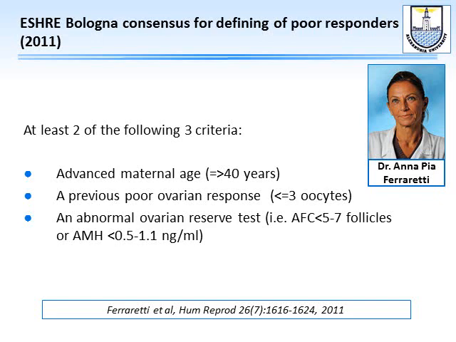They are poor people who respond poorly by producing a smaller number of oocytes, or as we said, fewer follicles or a lower amount of estradiol. But it's easier if we count the oocytes collected, because what they have tried to do is to mix up the criteria. They said we are going to use the definition as 2 out of 3: advanced maternal age, with a cutoff point of 40; a previous poor ovarian response, with a cutoff point of 3; and an abnormal reserve test, with a range of cutoff points of AFC between 5 and 7 follicles, and AMH between 0.5 and 1.1 nanogram per milliliter.